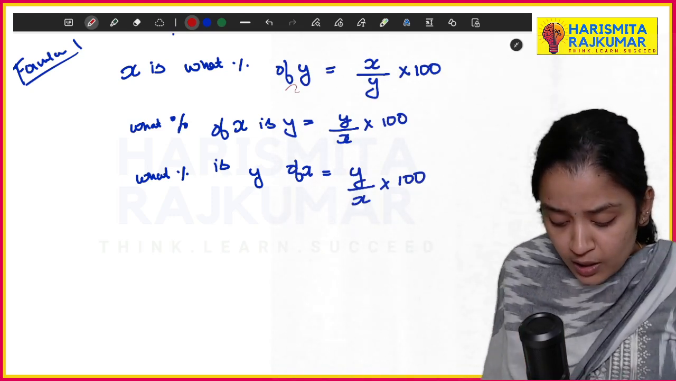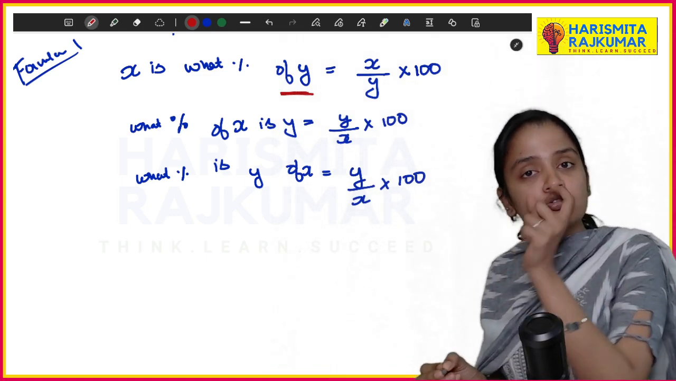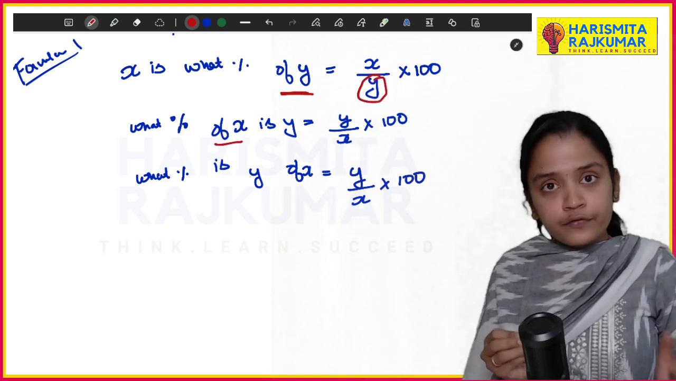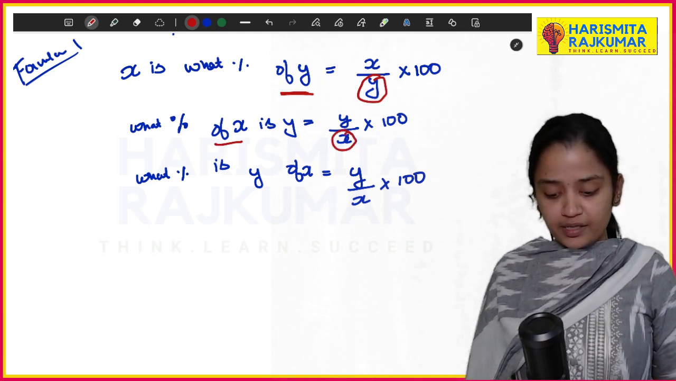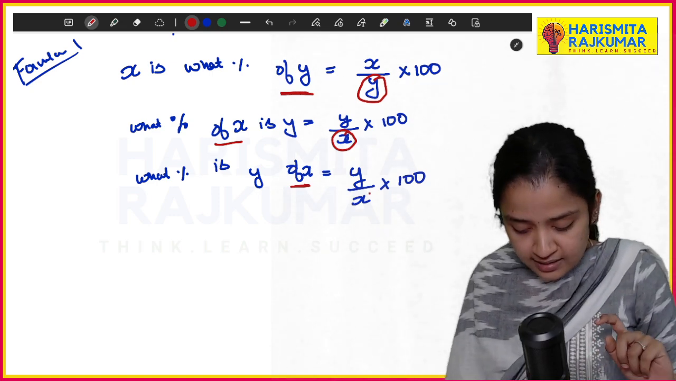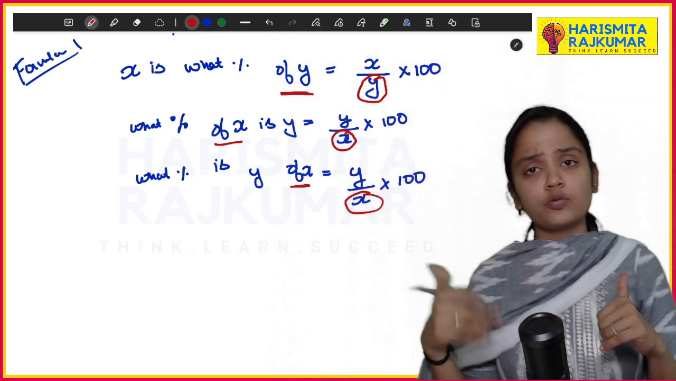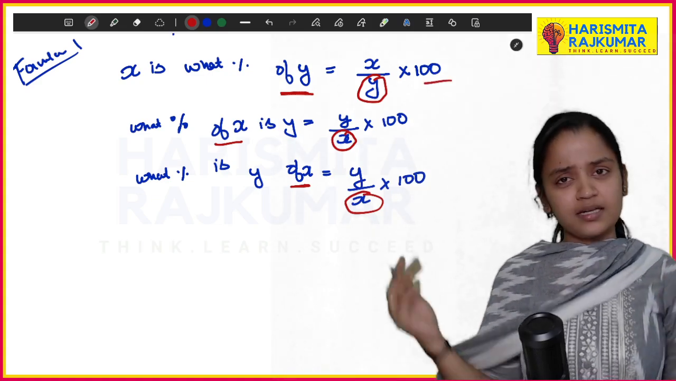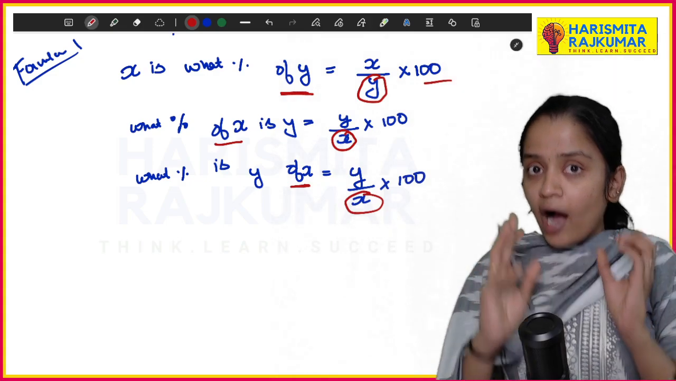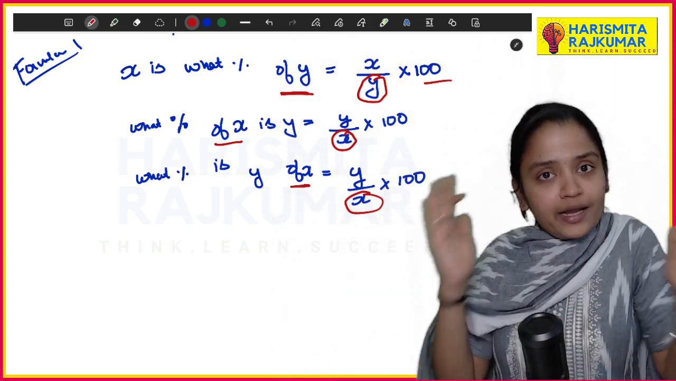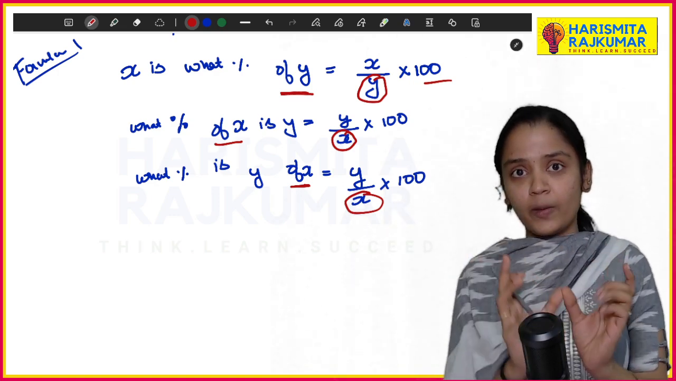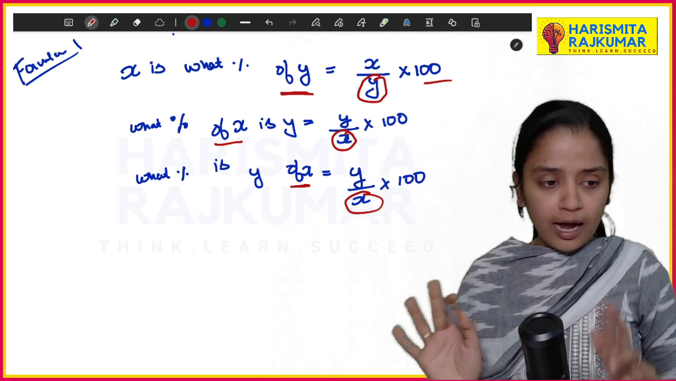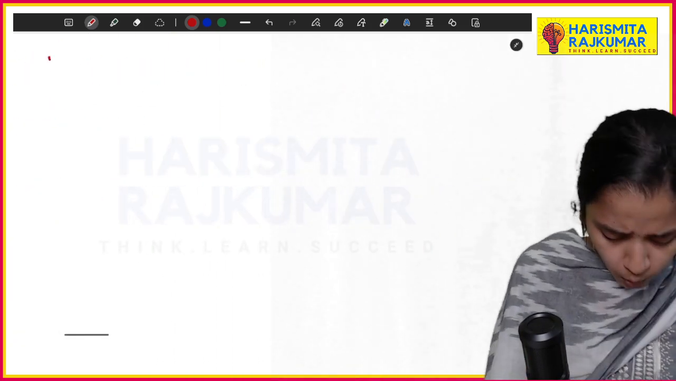Simply remember, if you have "of" and next to that a variable, that will definitely come in the denominator. Look here: you have "of" and the variable, where does it come? In the denominator. "Of" and X, where does it come? In the denominator. The remaining term you're supposed to put in the numerator, and since they're asking the percentage, into 100. Are you clear? "Of" and some variable, don't think of anything else. Divide, put the variable next to "of" in the bottom, the remaining variable on top, and into 100. That is formula 1.